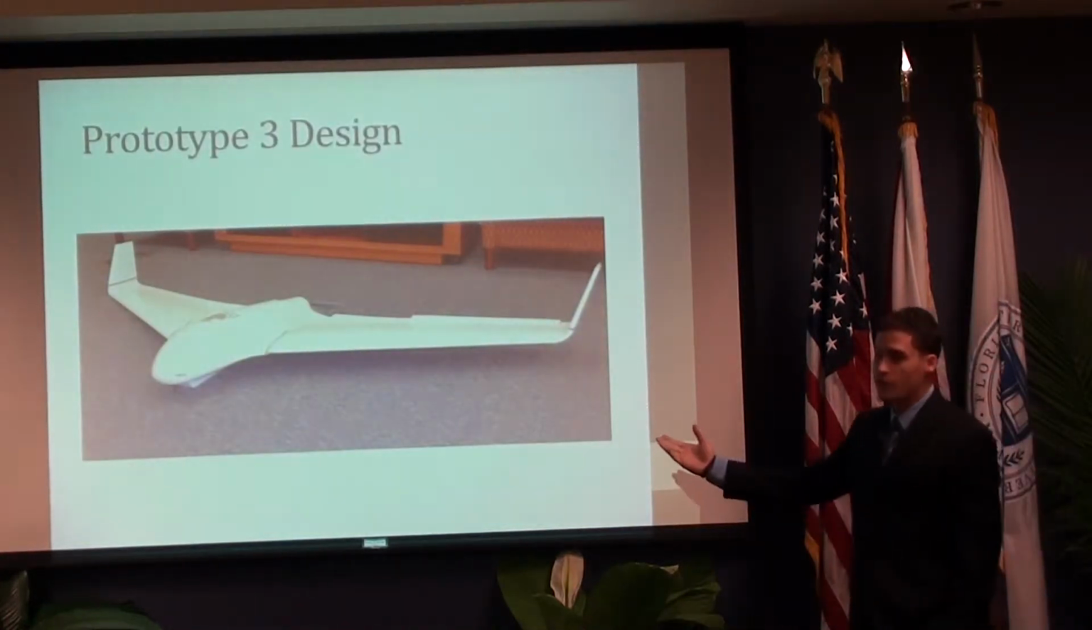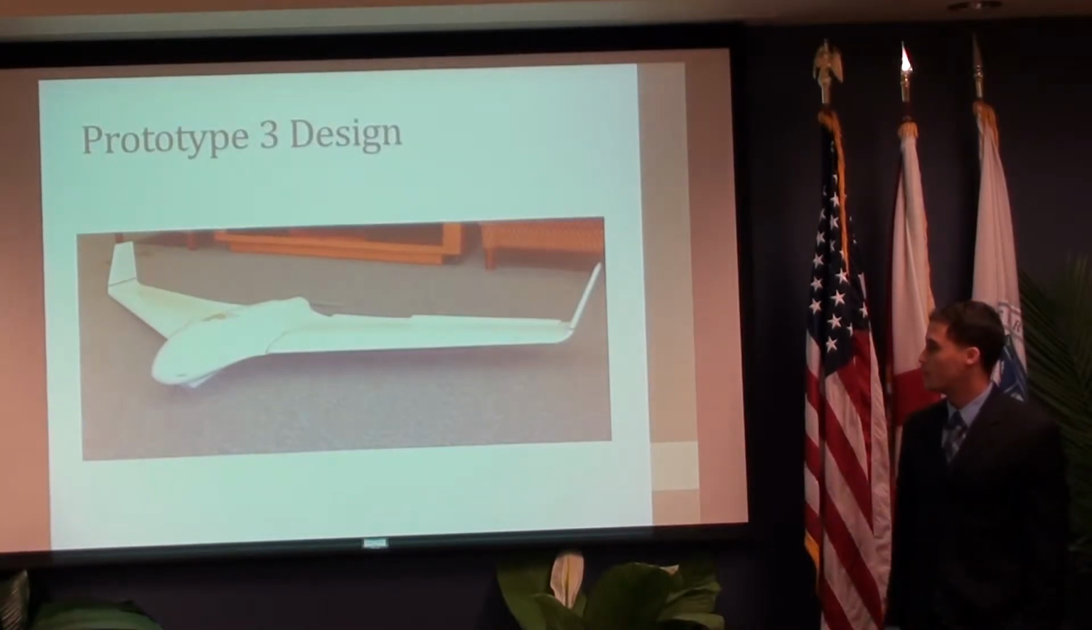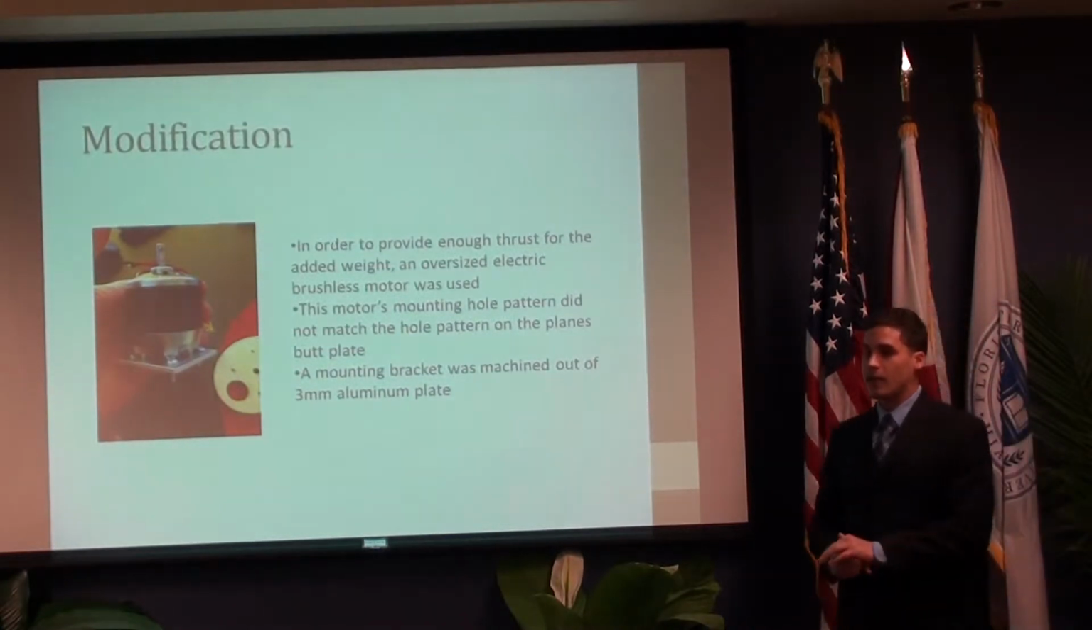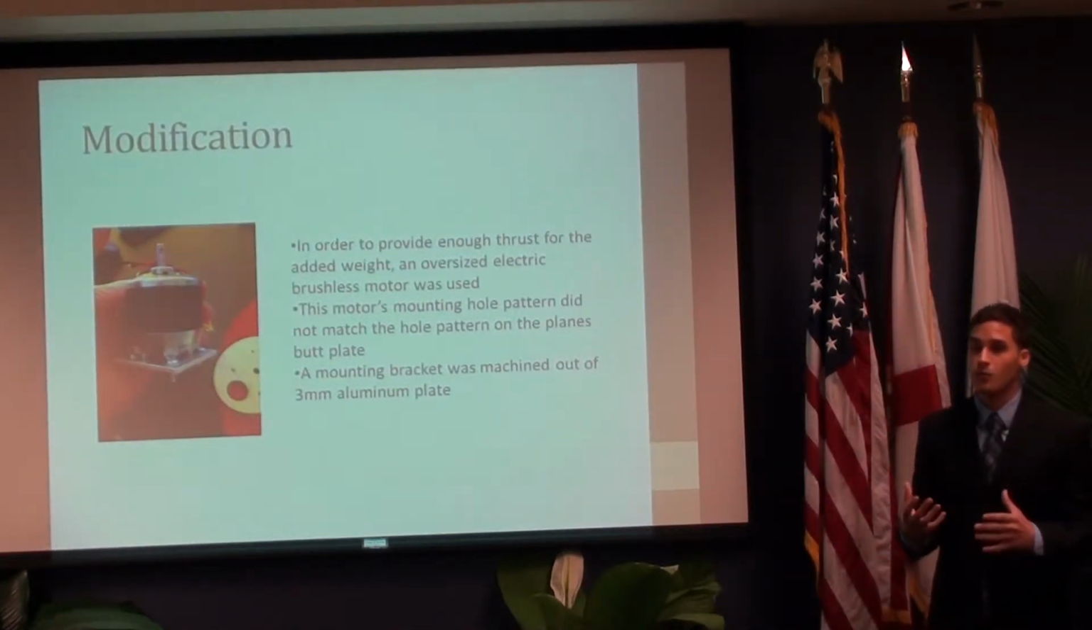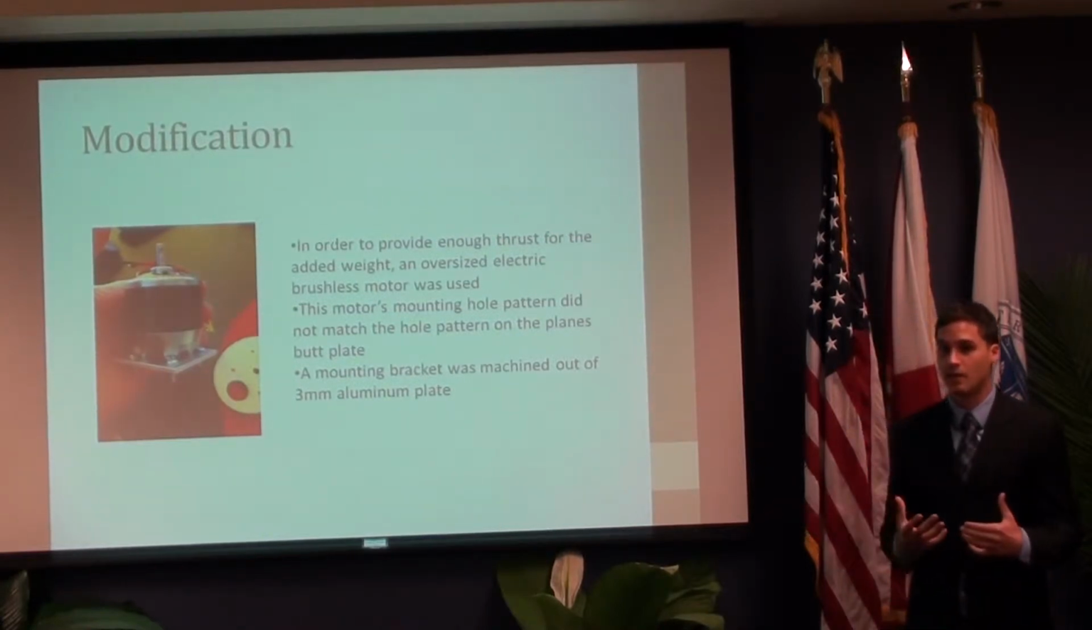All right. You can also see now this is our third design. This is the prototype 3 that we implemented. This is the wing type fuselage. When we received the plane from the manufacturer, it came with all the parts already inside the box. All we had to do was put it together.